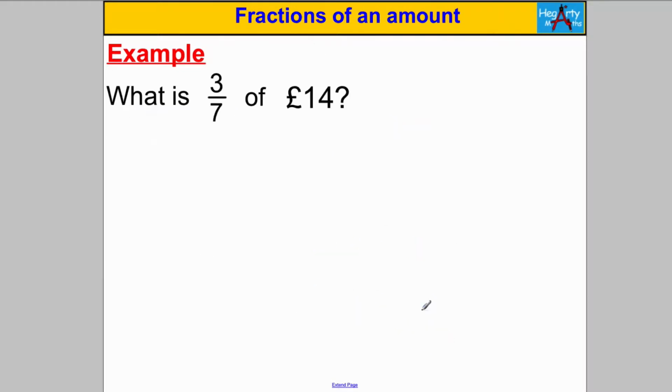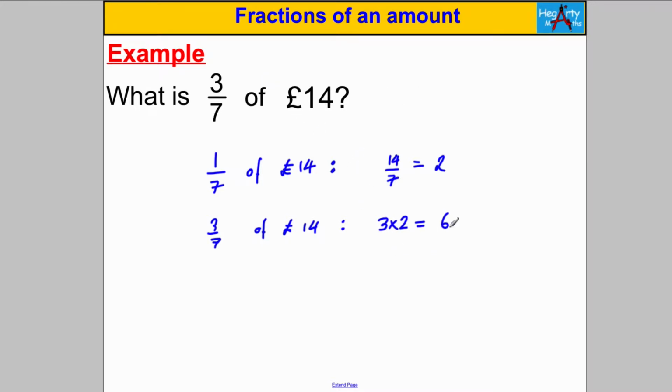Right, let's try another one. 3/7 of 14 pounds. Firstly, I'm going to work out 1/7 of 14 pounds. I'll put a colon to say here's my working, and I'm going to do 14 divided by 7, which is equal to 2. Now I'm going to work out 3/7 of 14 pounds, and if 1/7 is 2, I'm just going to have 3 lots of 2, which is equal to 6. So the answer to this question is £6. And make sure you don't forget your units.